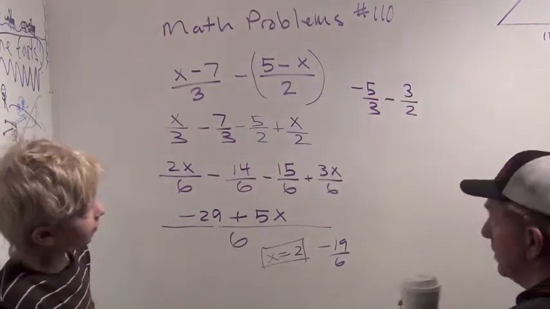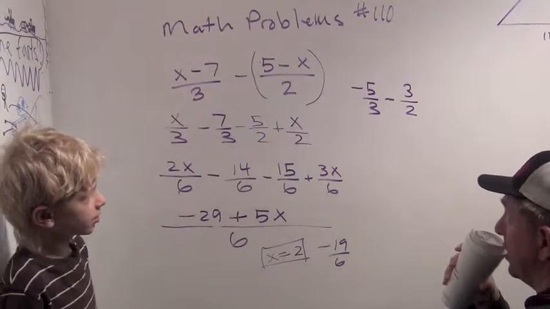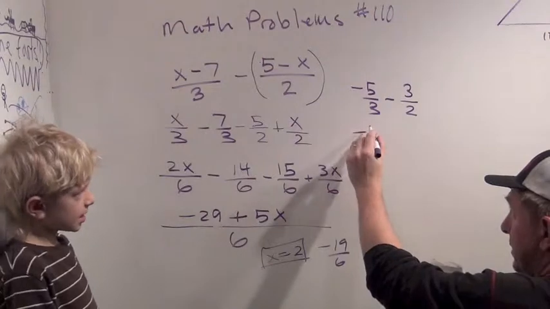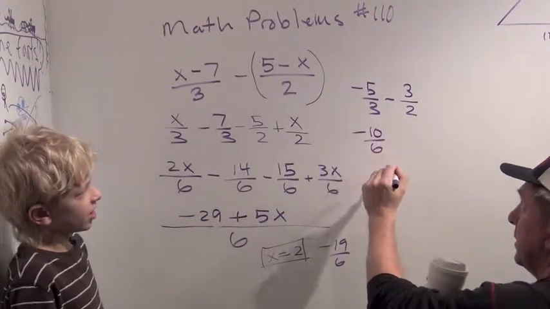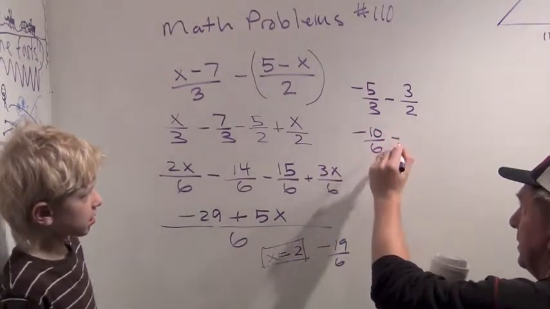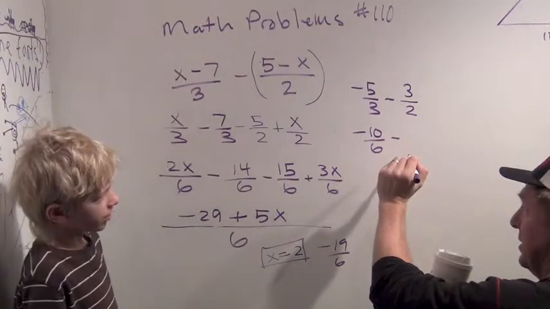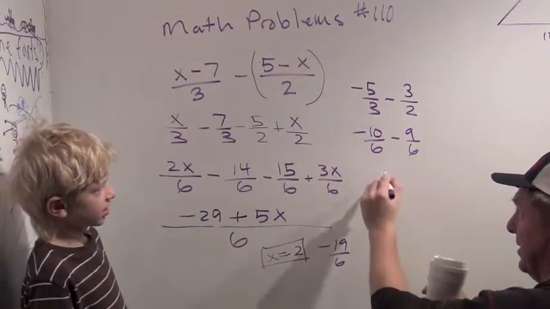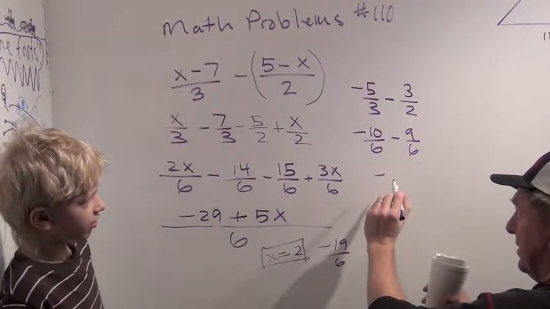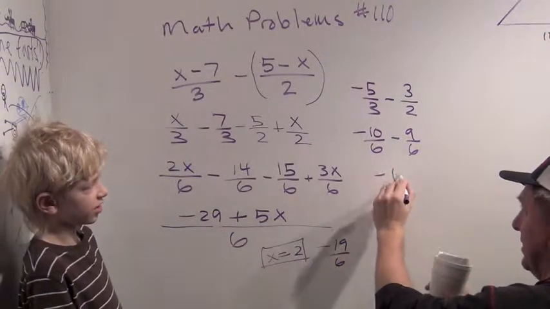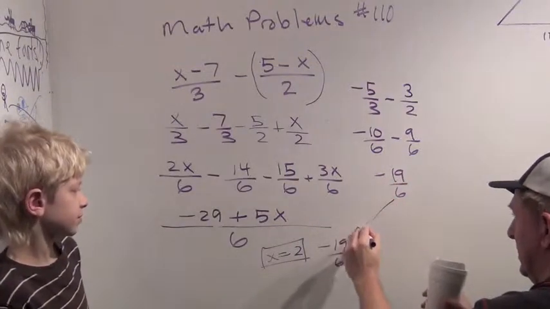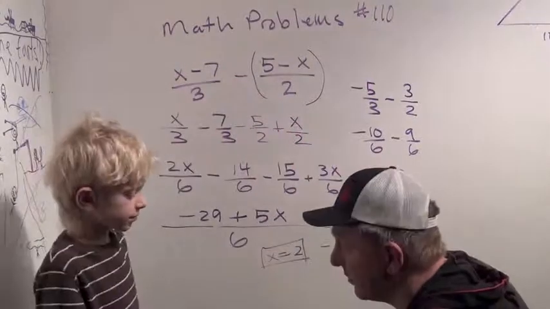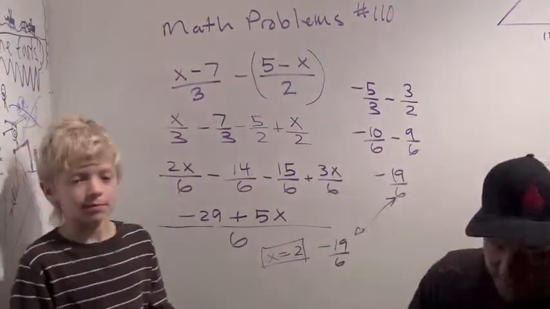Now we can find the same common denominator. So what does this turn into? That's minus 10 over 6, minus 9 over 6, this is minus 19 over 6. Just like we got. Good job. Now that was a tricky one with fractions, right? Good job.